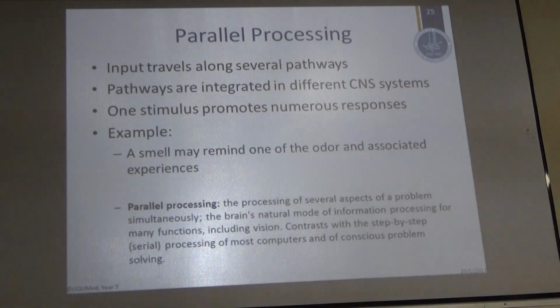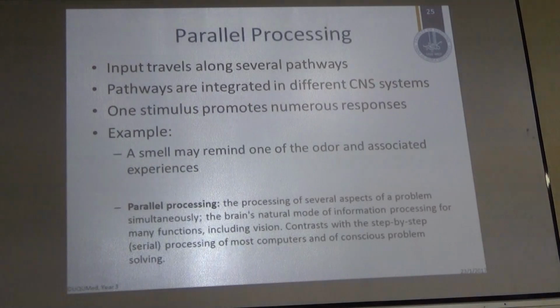And the second one is parallel. Input travels along several parallel pathways, and pathways are integrated. At the end, they combine together to make it strong. One stimulus promotes the newer stimulus. For example, a smell may remind one of the odor and associated activity. When you smell something, you quickly see what type of smell it will be, and you think many things, and then they converge and they give you an idea what it is. You know? So this is a mental process.